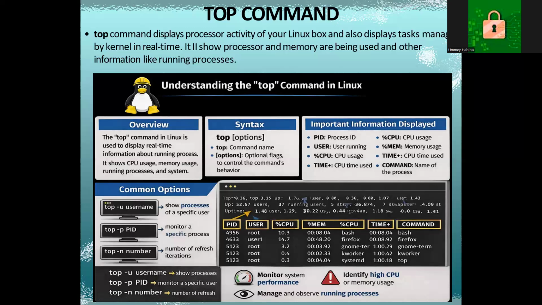By observing this list, users can easily identify which processes are consuming the most CPU or memory. This is especially helpful when troubleshooting slow system performance or detecting unwanted processes running in the background.